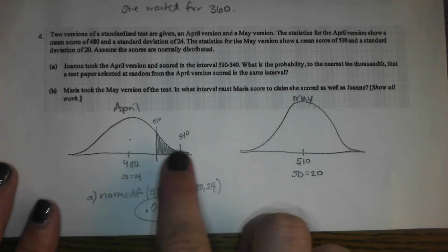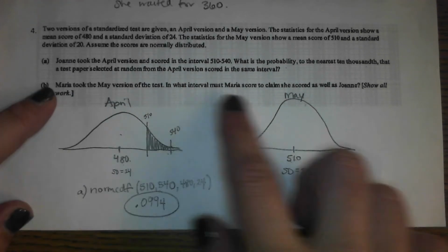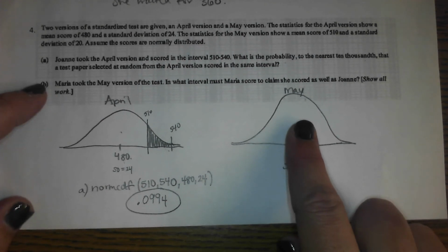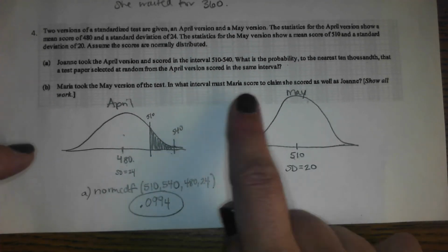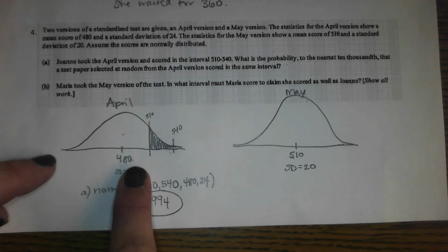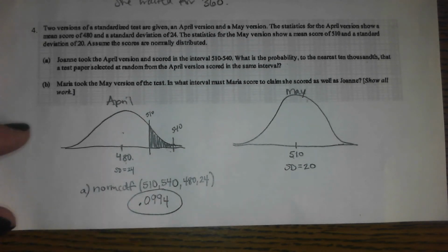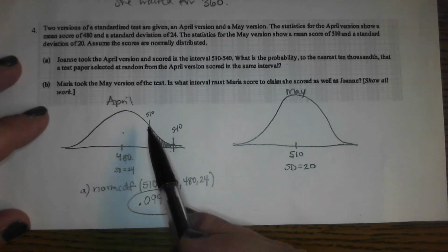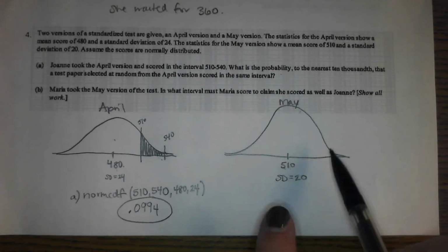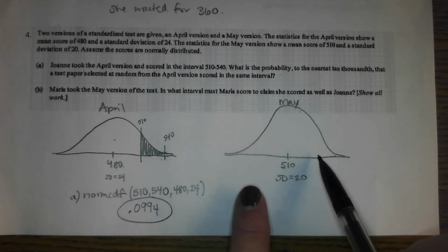Now, that's where Joanne scored. Maria, who took the version in May, over here, it says, in what interval must Maria score to claim that she scored just as well as Joanne? Well, Joanne's going to say, well, I scored this much above the average. We want to find out what that equivalent would be on Maria's scale.